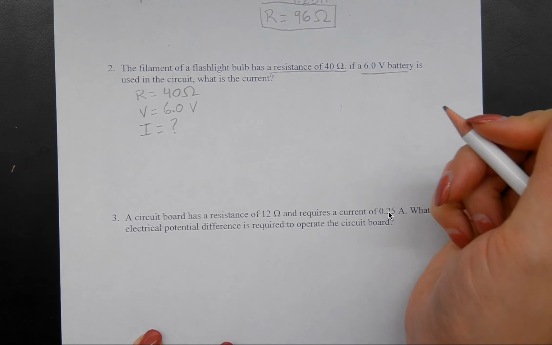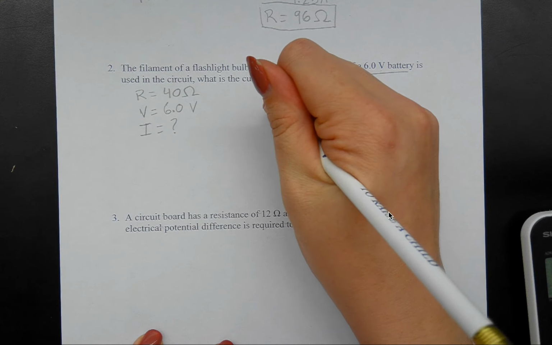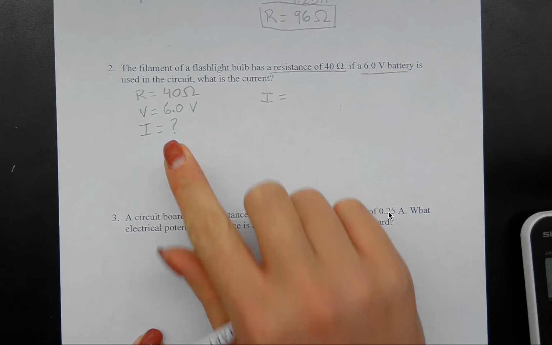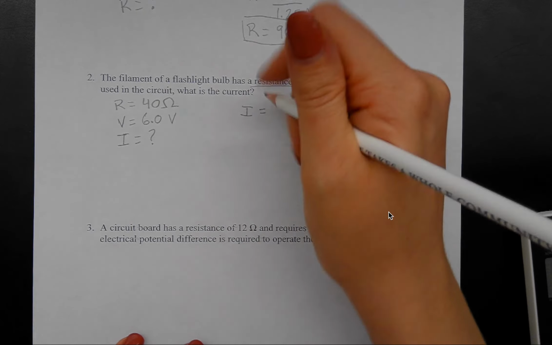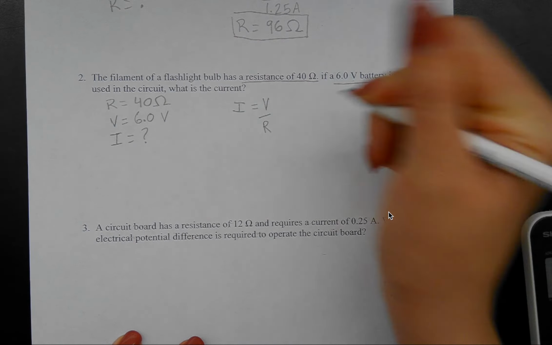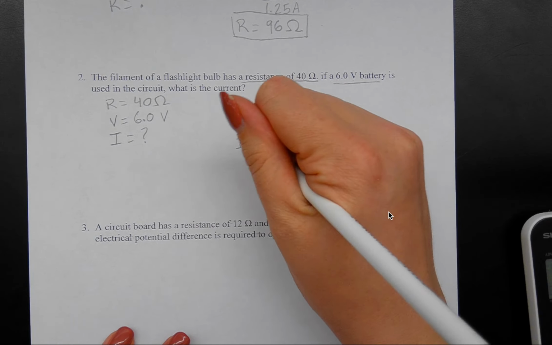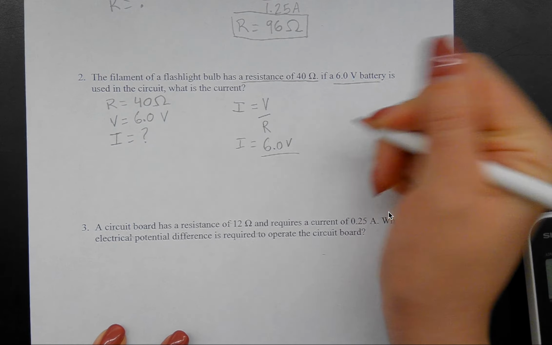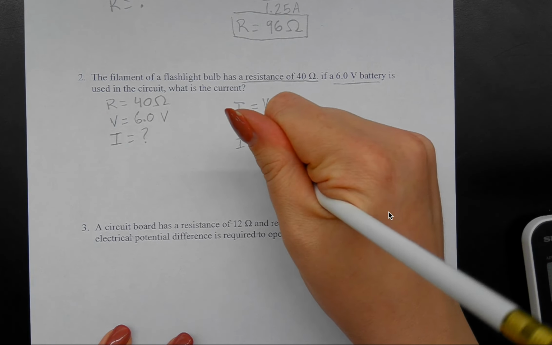Okay, so Less Stress. I listed. Now it's time to write the equation. So I'm looking for I. My formula is I equals V over R. So that's what I'm going to write here. I equals V divided by R. Okay, now I'm going to substitute. The voltage was 6 volts, 6.0 volts. You can just write 6. 6 and 6.0 are going to be the same. And my resistance goes on the bottom. That was 40 ohms.